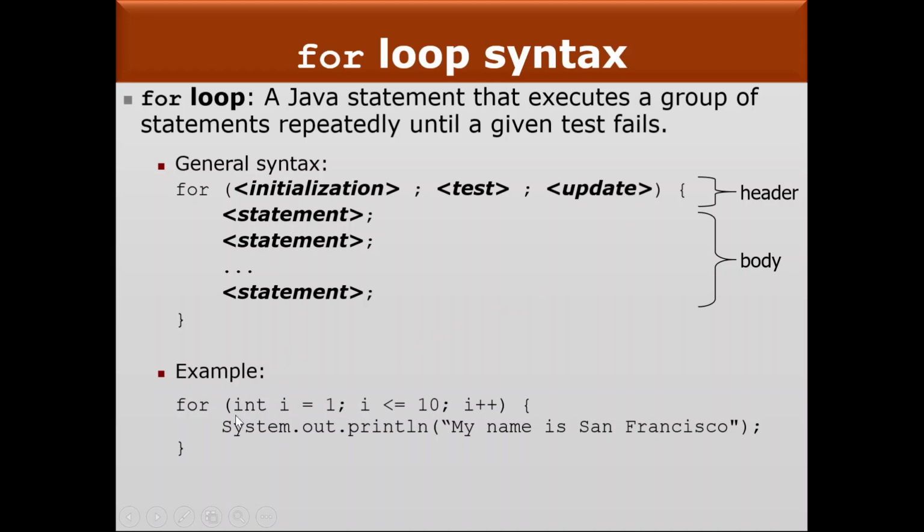So for example here, we have int i = 1, that's our initialization, separated by a semicolon. Then we have the condition: i is less than or equal to 10. That's our test, and our last part is the update, which is i++. Every time the condition is true, it will print System.out.println "my name is San Francisco." Since the limit is less than or equal to 10, this will be displayed 10 times. So let us see it in the Eclipse environment.